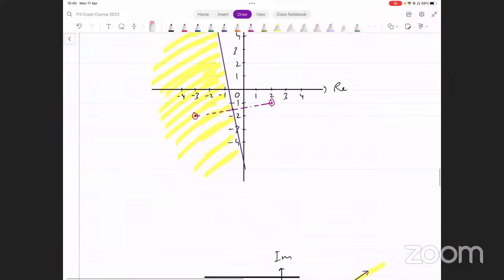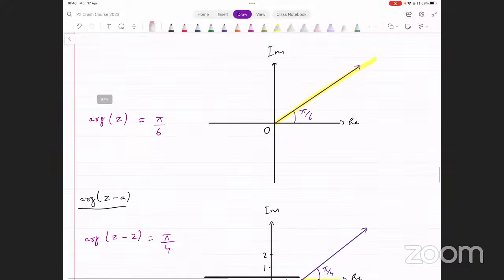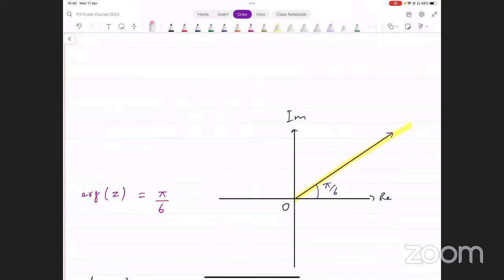Okay. Then we talked about argument. So sometimes you have this form as well, argument of z that is equal to pi over 6. Let's say what that is, your point z could be anywhere on this line, the line that makes an angle of pi over 6 with the positive x-axis. All right, so point z could be anywhere on this line. But what if you had something other than z inside the argument here?